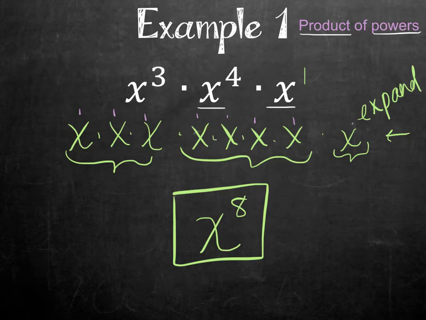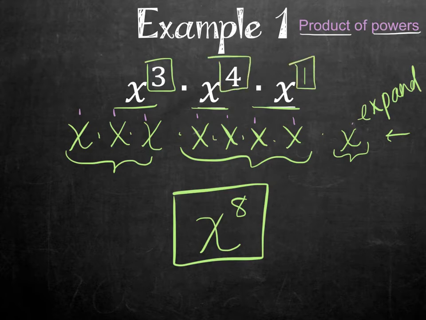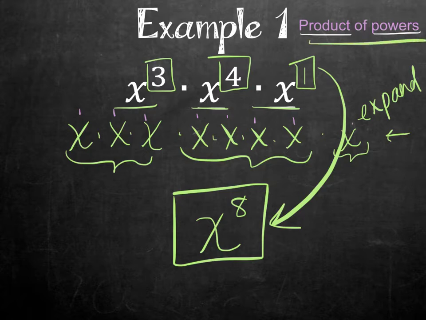If you think about what's going on here, if I'm multiplying these 3 numbers together, and each one involves a certain number of factors of x, that means everything is getting multiplied. All I really had to do was look at the exponents. There's 3 factors of x, there's another 4, and there's 1. 3 plus 4 is 7, plus 1 is 8. And so that's my shortcut. Anytime I'm dealing with a product of powers, I can simply keep the same base and add the exponents.